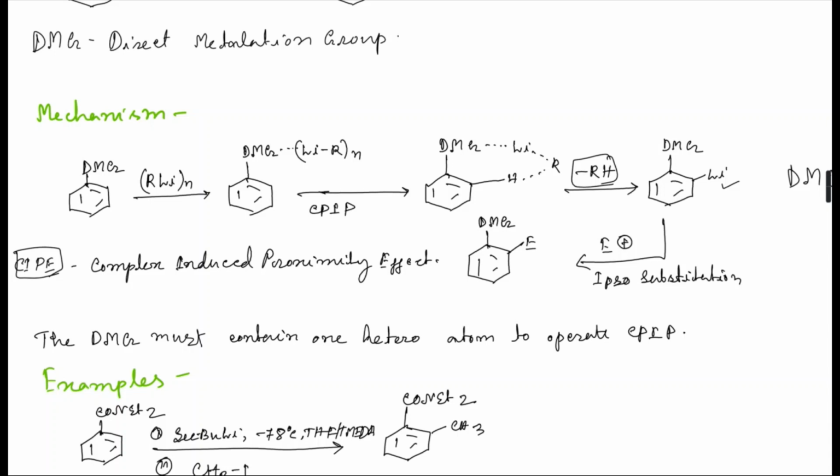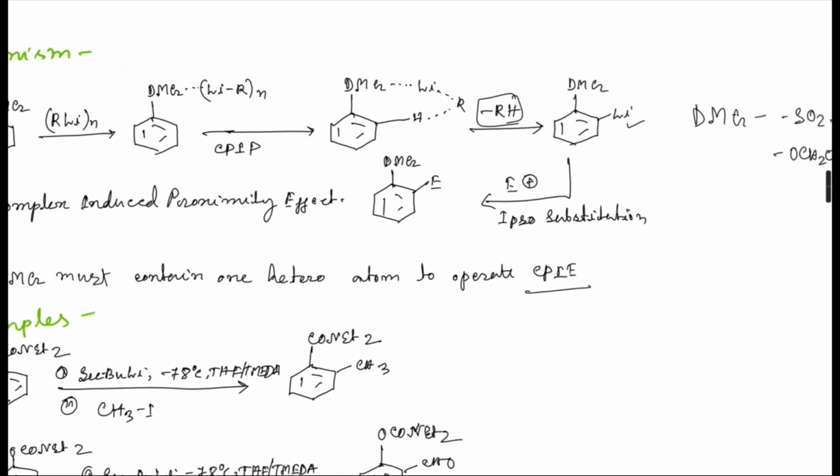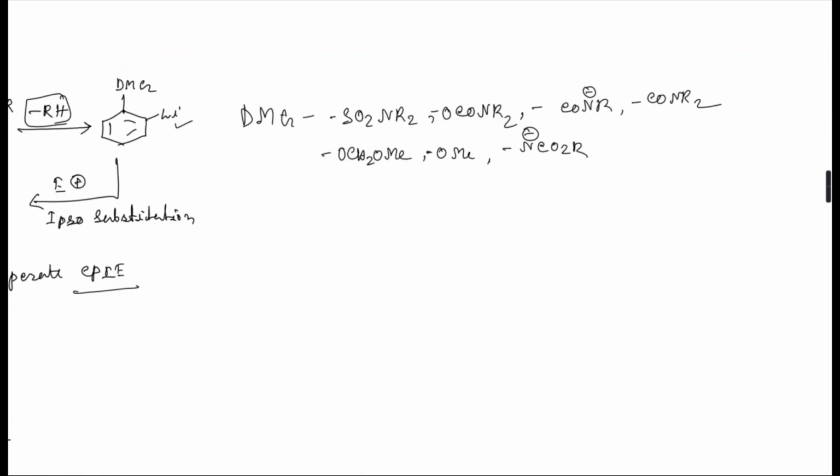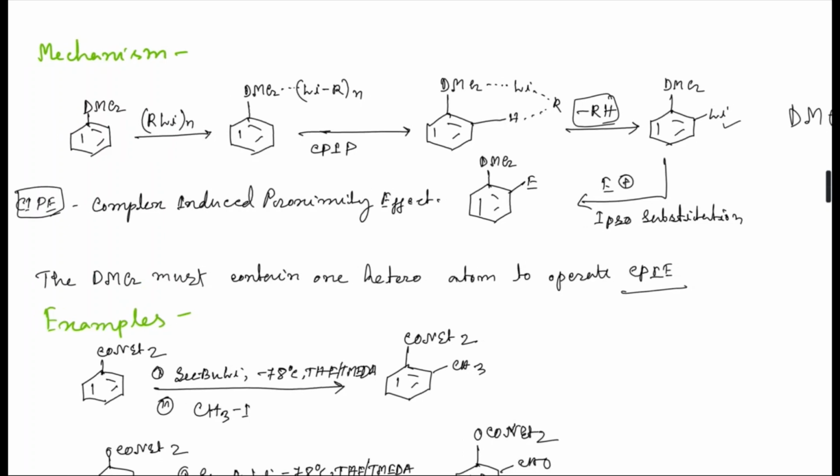So one important thing is that the DMG must contain one heteroatom to operate this CIPE. DMG groups generally are like this: SO2NR2, OCONR2, and all of these will have one unshared pair of electrons on an atom. Now we'll come to the examples.